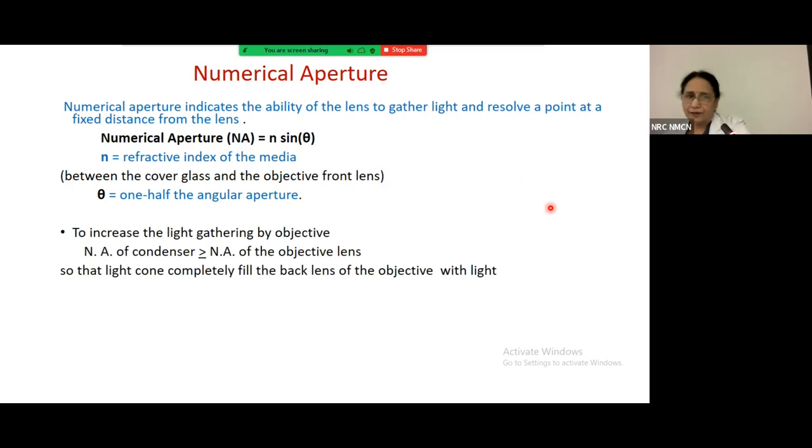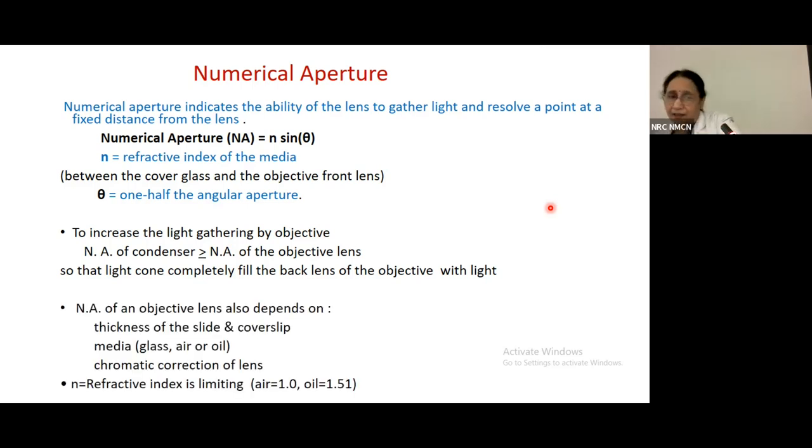So what can we see? If we increase the light gathering by the objective, the numerical aperture of the condenser should be either equal to or more than the numerical aperture of the objective lens. In the later slides, I will show you this, so that the light cone completely fills the back lens of the objective with light.